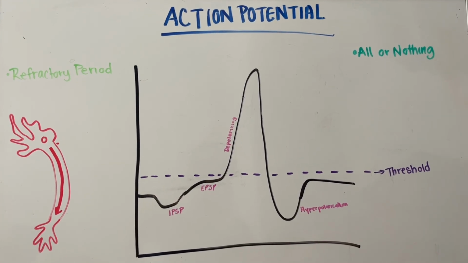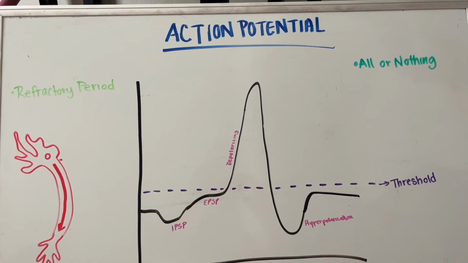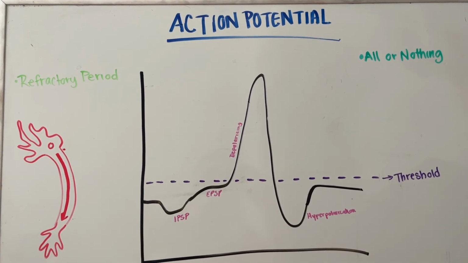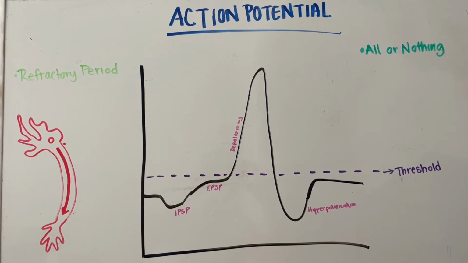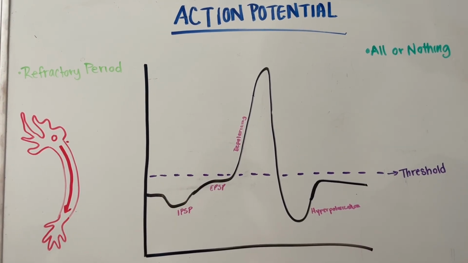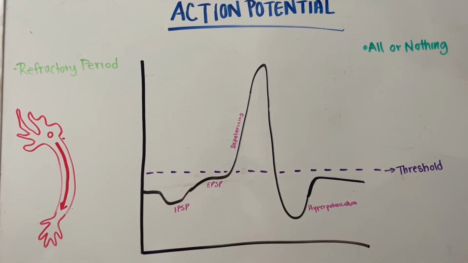Characteristics of an action potential. The first thing is that it is an all-or-nothing response. You're either going to get an action potential or you're not. The next thing is threshold. Depolarization, or the moving positively inside the cell, must reach a specific threshold point to trigger an action potential. If it doesn't reach threshold, nothing is going to happen.